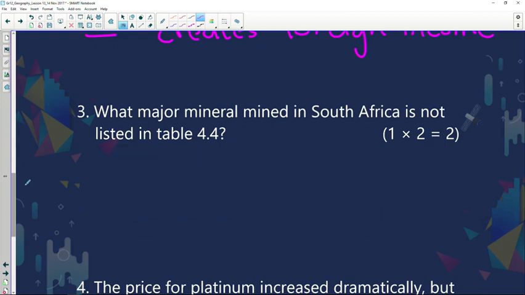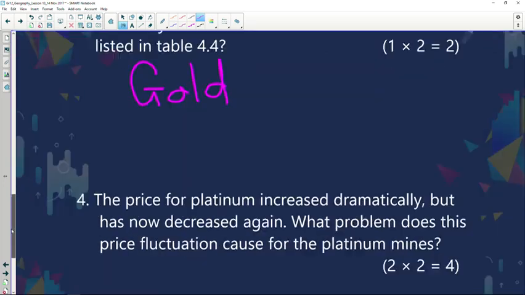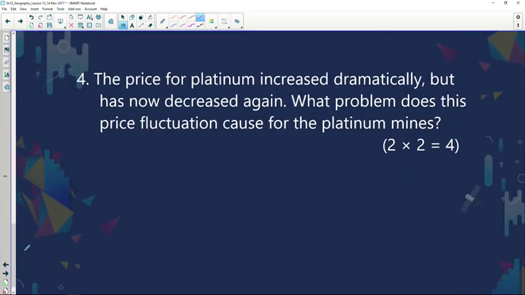Now, believe it or not, what major mineral mined in South Africa is not listed in table 4.4? Believe it or not, that's the mineral that puts South Africa on the map, and Johannesburg is named after it. The city of gold is gold. That's not mentioned over there.